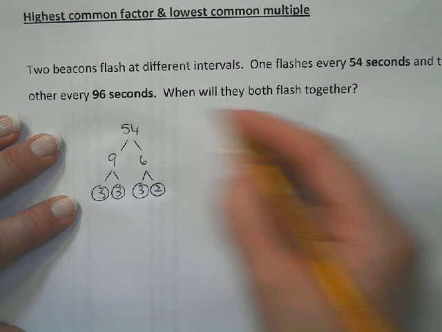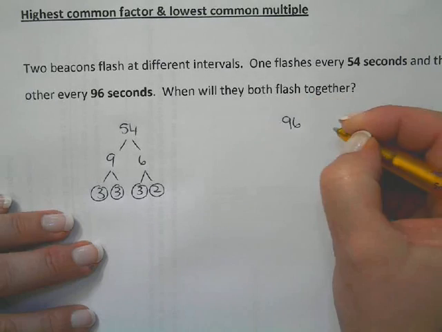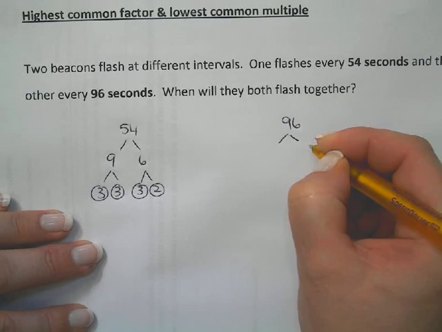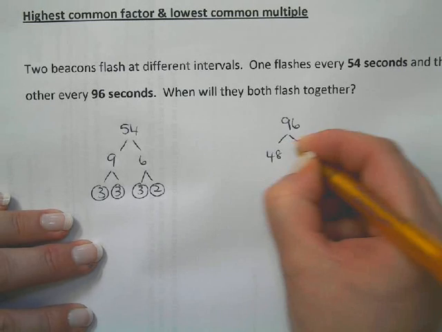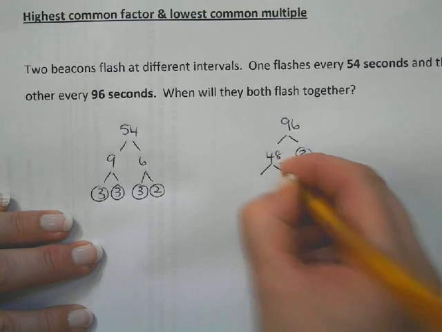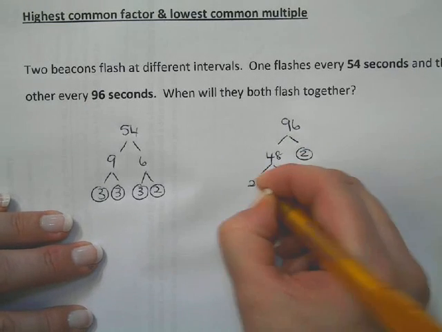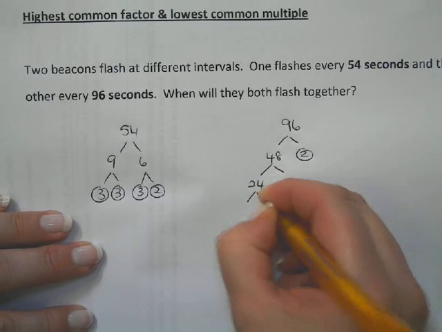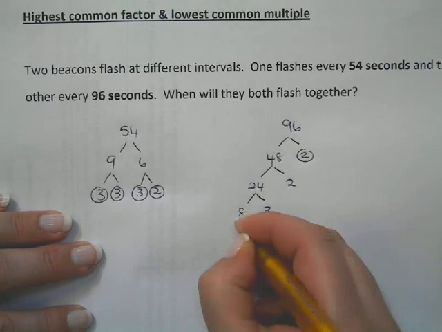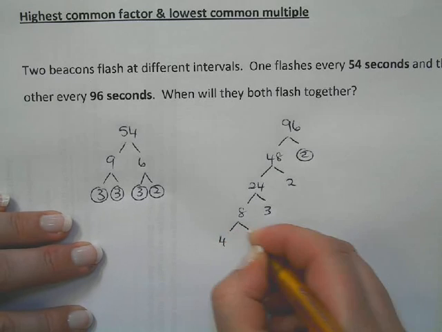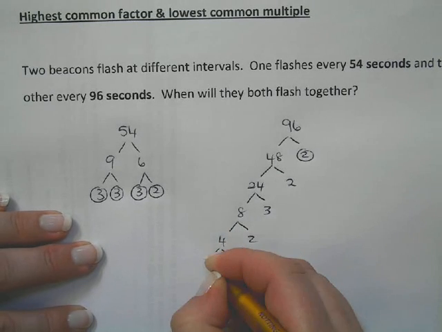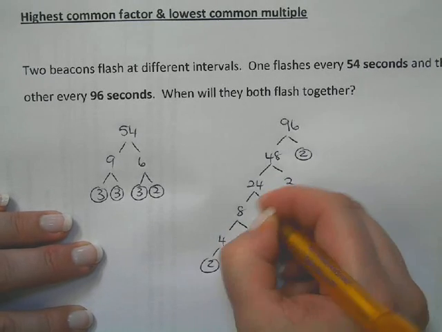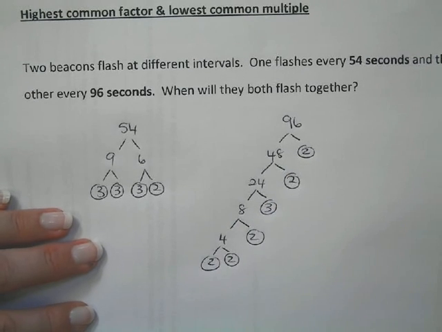Now I'm going to break down 96, and I'm going to use the factor pair of 48 and 2. I'm going to break 48 down into 24 and 2, and I can use 8 and 3 for 24, 4 and 2, and 2 and 2. I'm going to make sure I circle all my prime numbers so they are easy to spot.